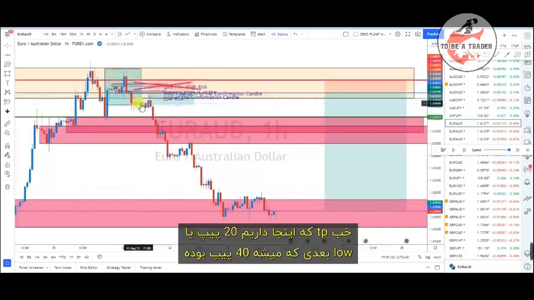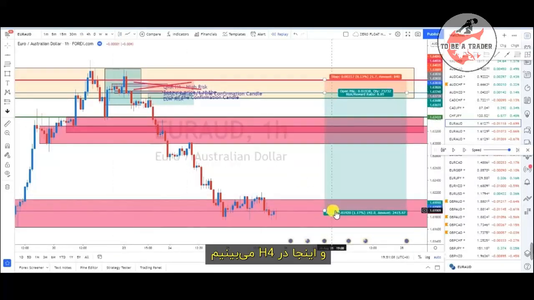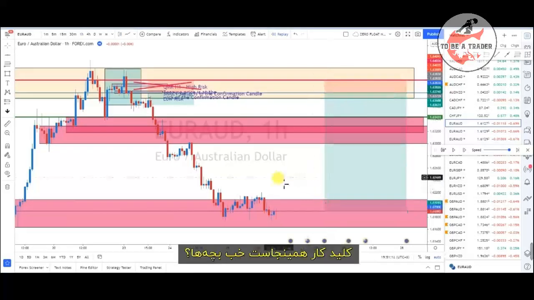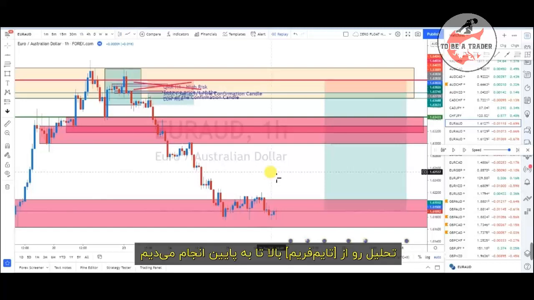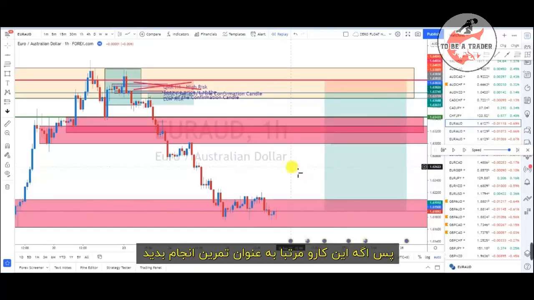So here you have a TP of about 20 pips, or the next previous low is 40 pips, and then here on the H4 the potential reward is 192 pips, guys. Okay, so this is the key. All right, guys, remember from the top we got our analysis all the way down. So if you do this very often as an exercise, it will normally take around 10-15 minutes only.